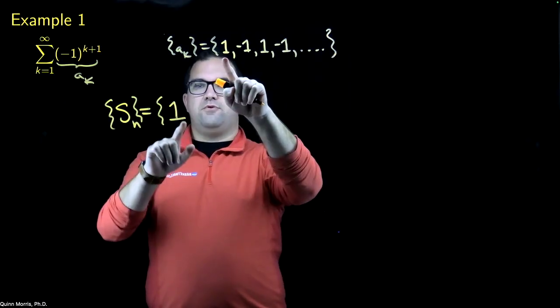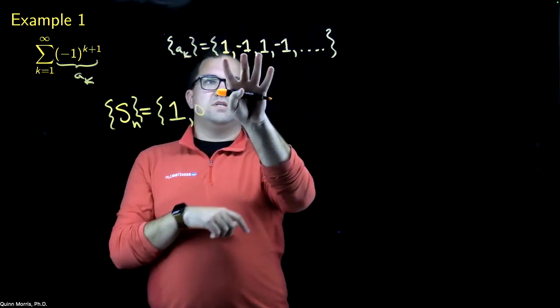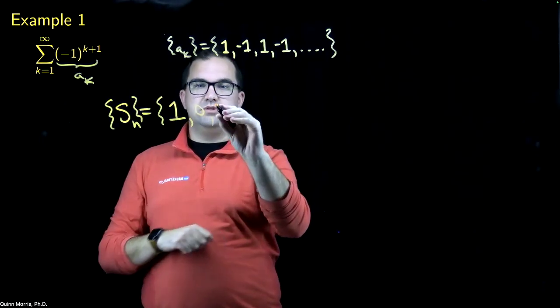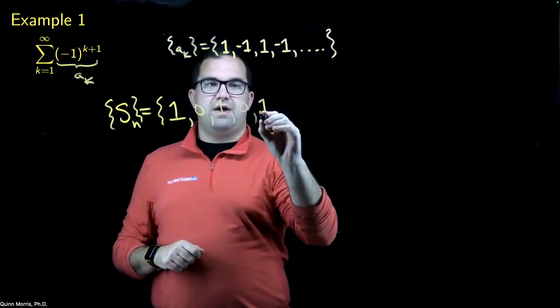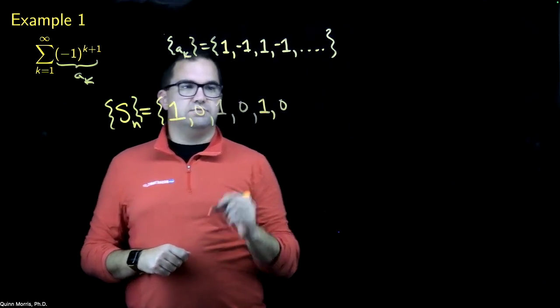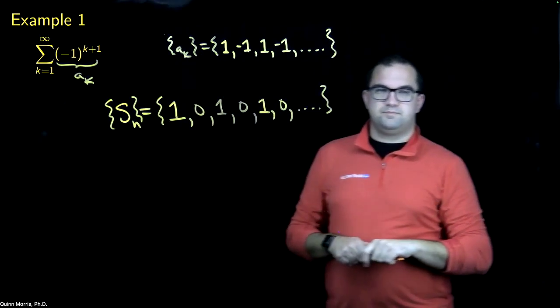So the sum of the first term is just 1. The sum of the first two terms is 0. The sum of the first three terms is 1. The sum of the first four terms is 0. The sum of the first five terms is 1. The sum of the first six terms is 0. And so on and so on.